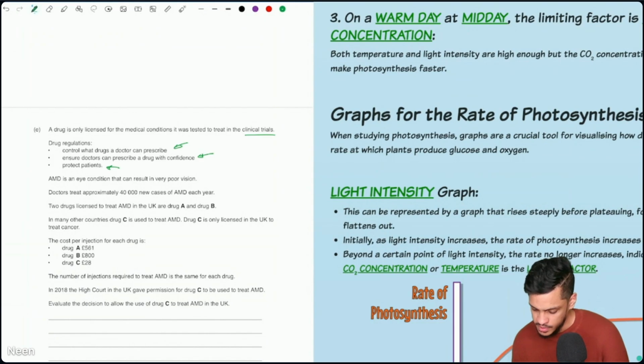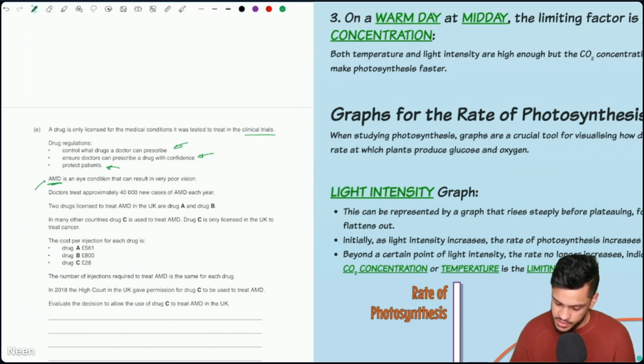Okay, fine. AMD is an eye condition that can result in poor vision. Okay, 4,000 cases. Fine. And then to treat this disease, AMD, they've got drug A and drug B. So the UK used 2 drugs, drug A and drug B, to treat AMD, which is just an eye condition. They've just told you that.